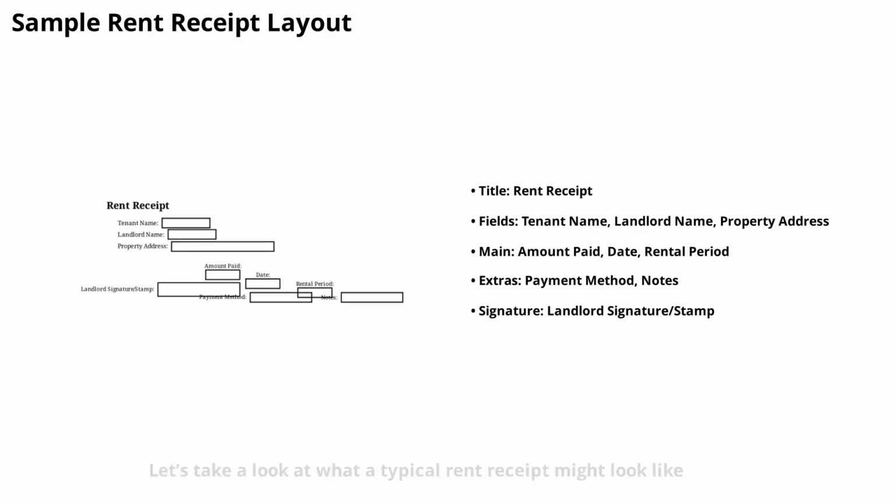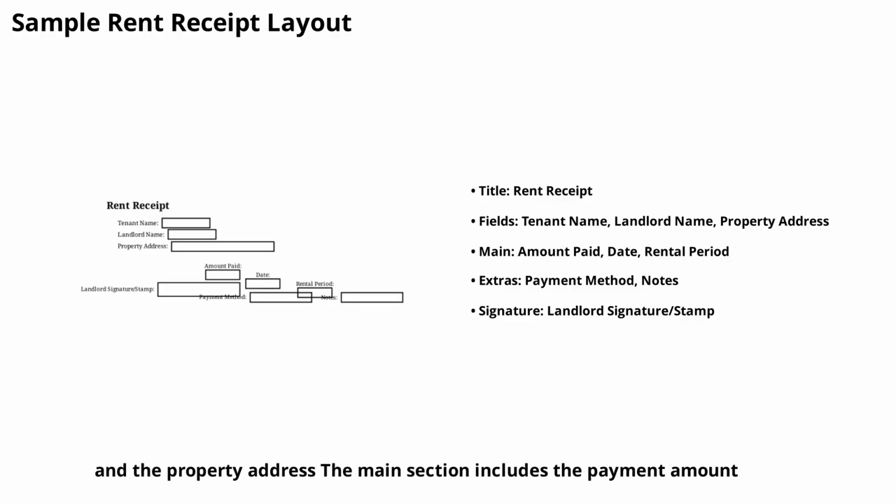Let's take a look at what a typical rent receipt might look like. At the top, you'll find the title, Rent Receipt. Below that, the receipt lists the tenant's name, landlord's name, and the property address. The main section includes the payment amount, date, and rental period. There's also a space for the payment method and any additional notes. Finally, the landlord's signature or stamp is added at the bottom. This layout helps ensure all necessary information is included.